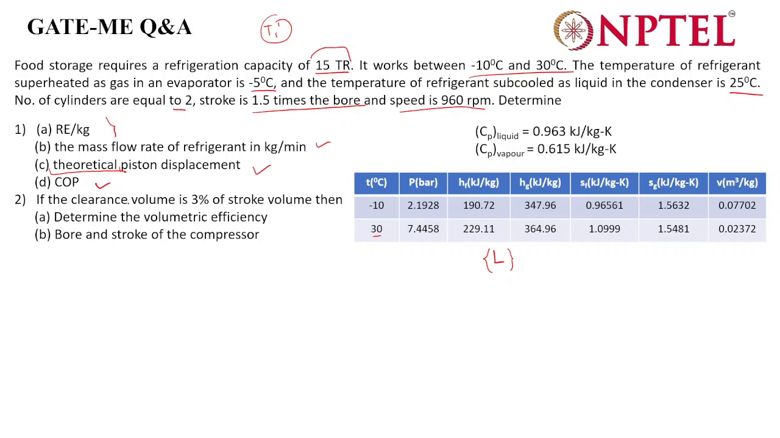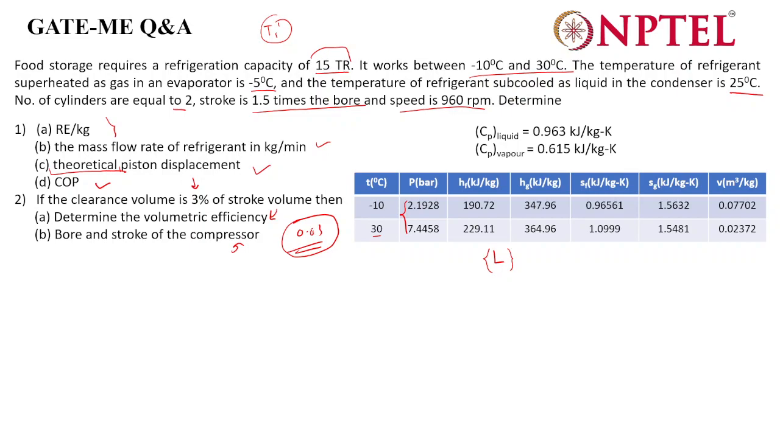And COP also. In the second part, clearance volume is given as 3% of stroke, so the value of C is 0.03. Then some volumetric efficiency will come, and P2 and P1 are given. So first find the volumetric efficiency, and then find the bore and stroke of the compressor. Same dimensions you have to find, considering the volumetric efficiency. Is it clear?